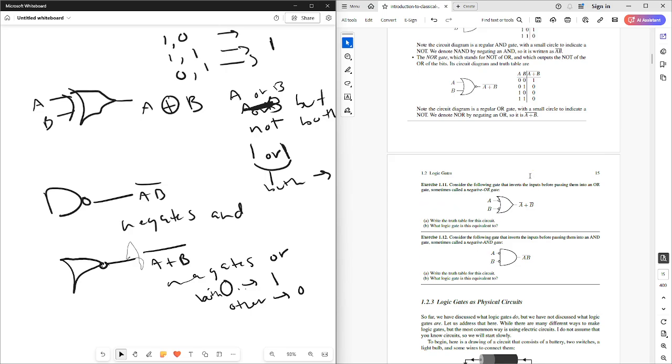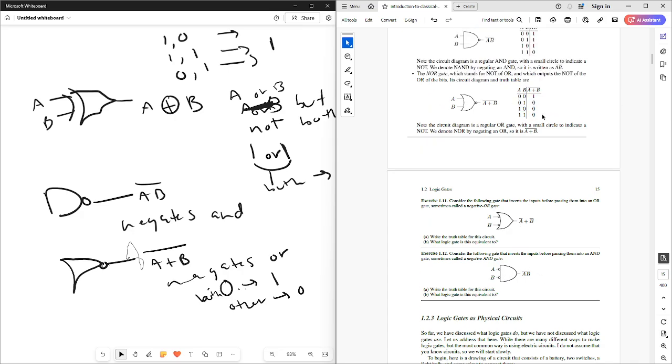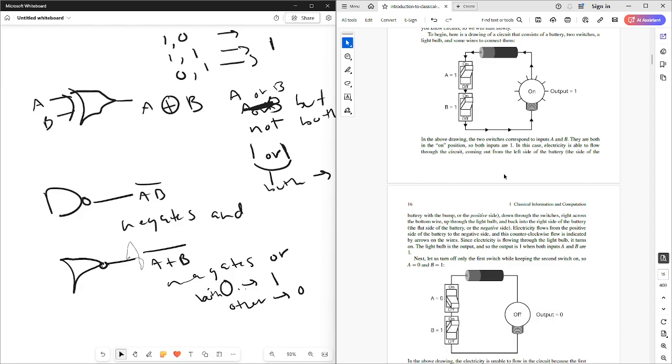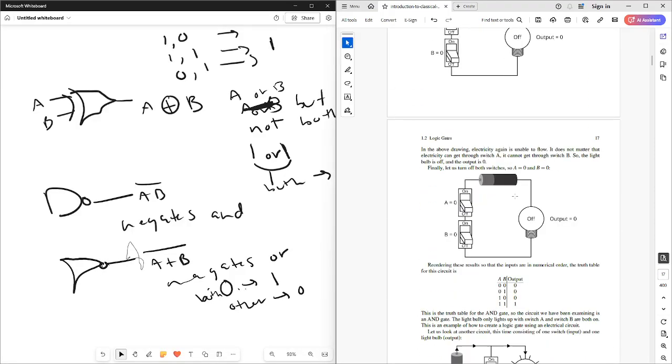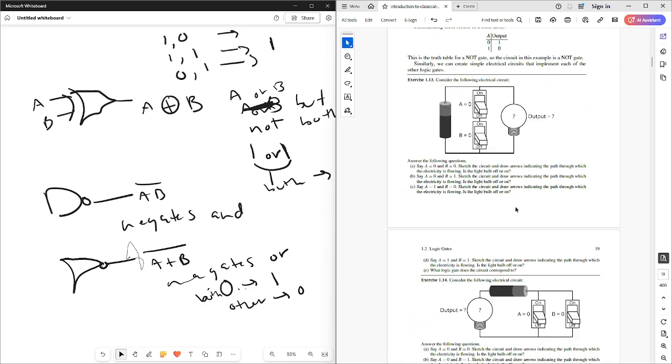Okay. And then, they've got a bunch of other little things here you can experiment with. The negative or, where it negates it before it puts into the OR gate. The negative and, where it negates it before it puts into the AND gate. This is all verifiable with a truth table. Physical circuits, not going to spend a lot of time here. This is all pretty standard stuff.